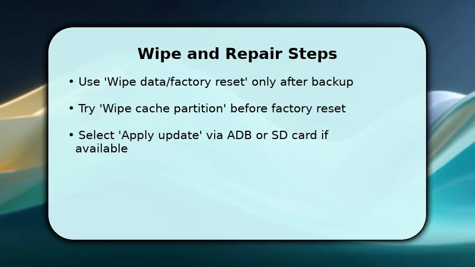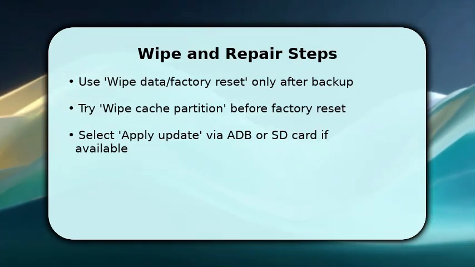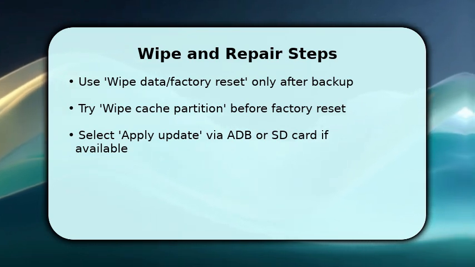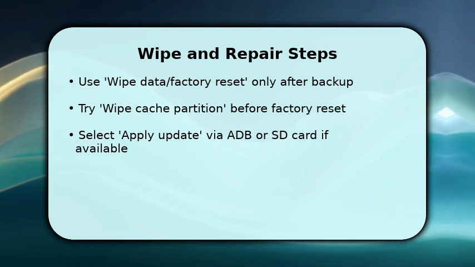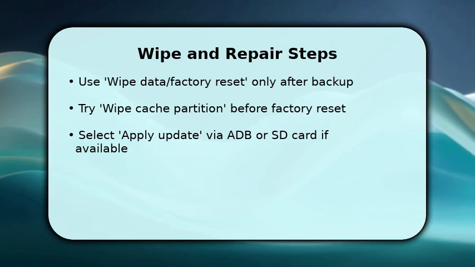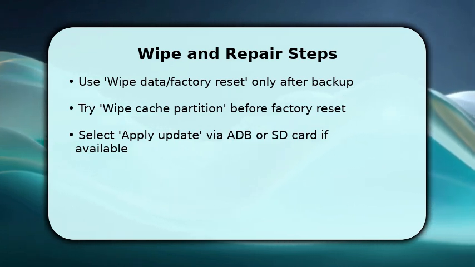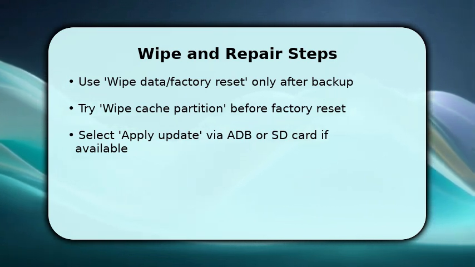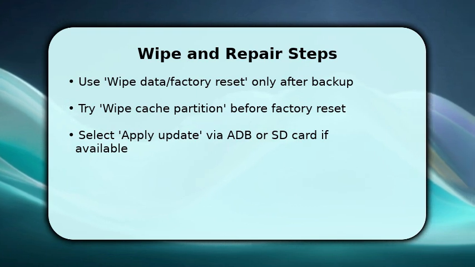You'll now focus on cleaning and repairing system data to resolve boot or stability issues. First, try Wipe Cache Partition to remove temporary files without erasing apps. This often fixes sluggish behavior. If problems persist and you already backed up, use Wipe Data/Factory Reset. This restores system defaults and clears corrupted settings.